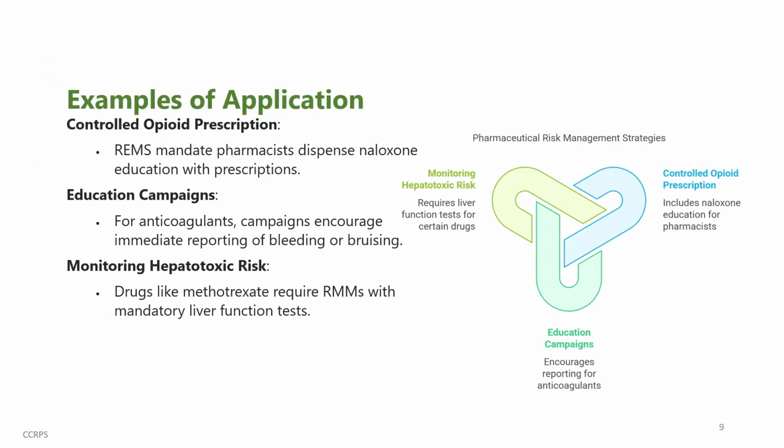Some examples of application. Controlling opioid prescriptions, the REMS mandates pharmacists to dispense naloxone education with prescriptions. Education campaigns, for anticoagulants, campaigns encouraged immediate reporting of bleeding or bruising. Monitoring hepatotoxic risk, drugs like methotrexate require RMMs with mandatory liver function tests.